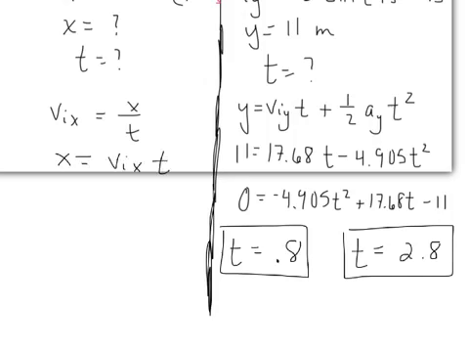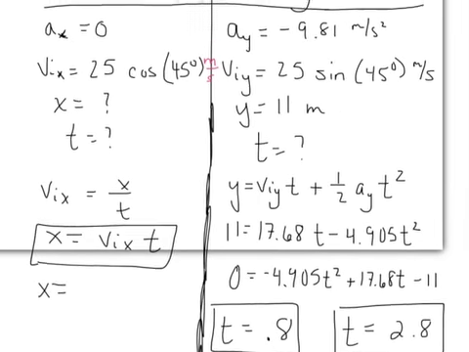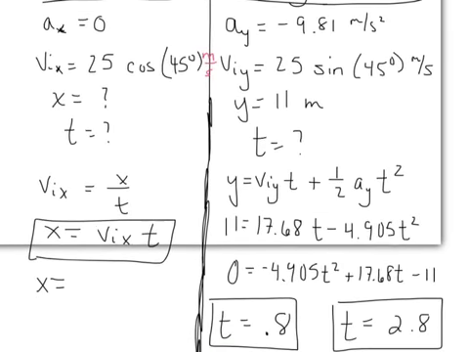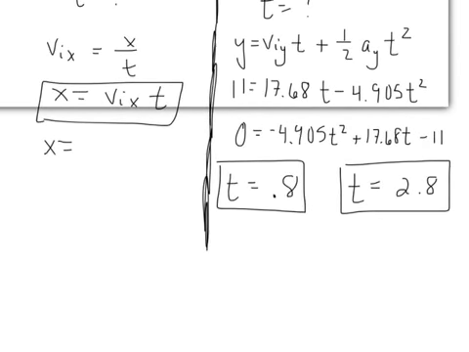Okay, that's the generic solution for x. And we know that VIX is given in the problem. What does VIX turn out to be? Elliot, what was the number for VIX? It's the same thing as VIY, because it's what angle? It's 45 degrees. Good. And I was hoping somebody would pick up on that. VIY, if you remember, was 17.68. Well, VIX is also going to be 17.68.